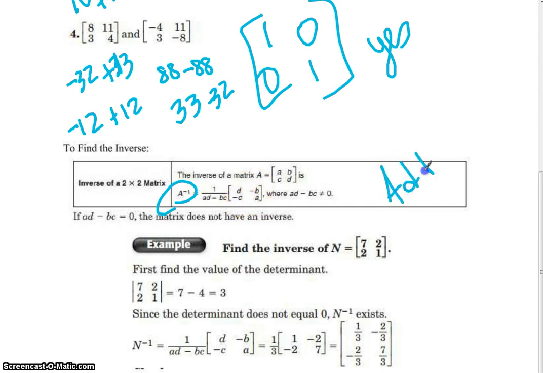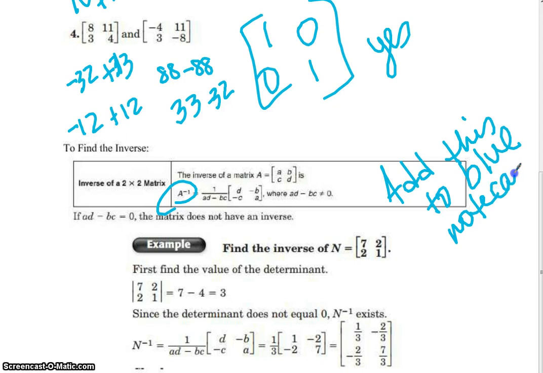Probably what you want to do is add this to your blue note card that you had on Monday for Cramer's rule. You want to add all of that information to it, okay? You don't really have to worry about that part. So it's A, B, C, D. So this is A, this is B, this is C, this is D. And your AD minus BC is just your cross. Okay, it's kind of like your determinant.